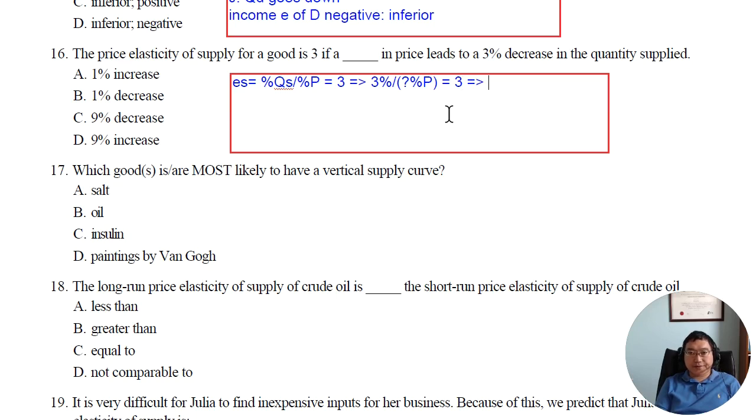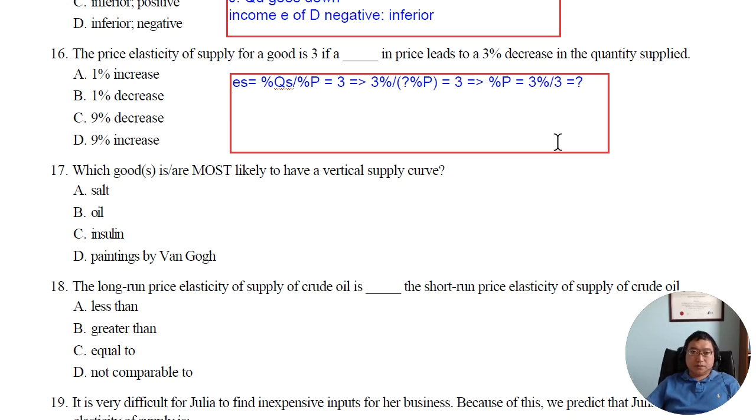Because the percentage change in the price is in the denominator, I need to multiply by the percentage change in the price on both sides, and at the same time divide by 3 on both sides. If you know how to solve this equation, it's 3% divided by 3.